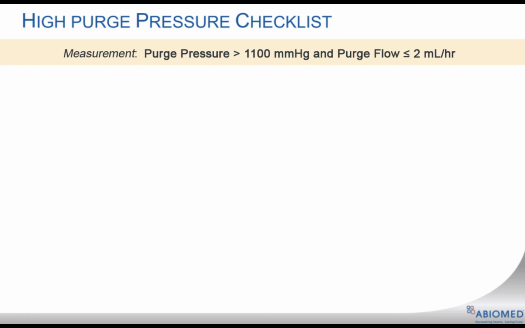If the purge pressure is greater than 1100 millimeters of mercury and the flow rate is below 2 milliliters per hour, the AIC will alarm high purge pressure. Here is the checklist to review in this event.